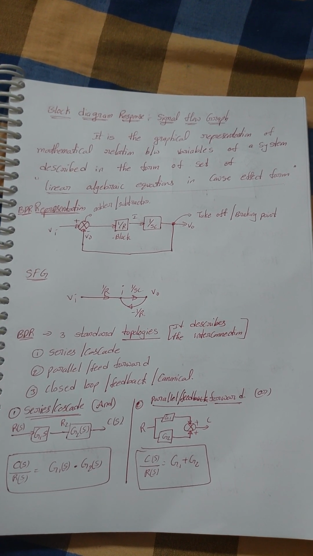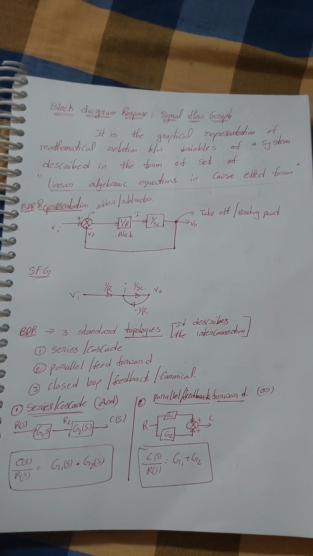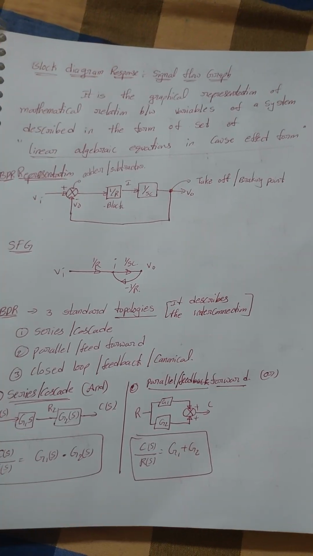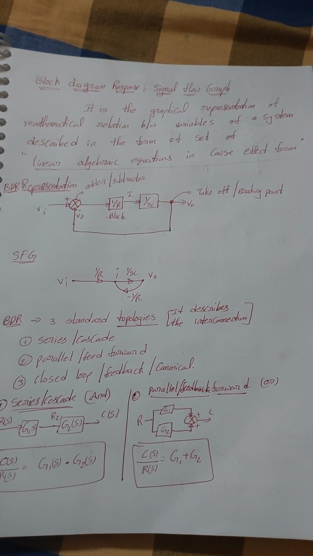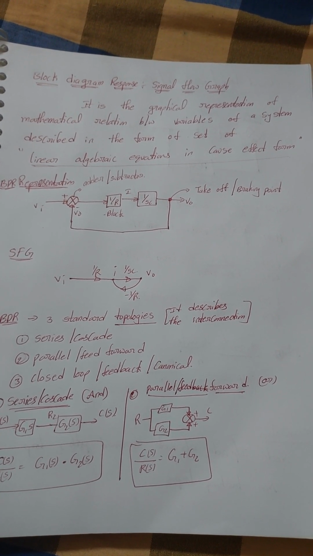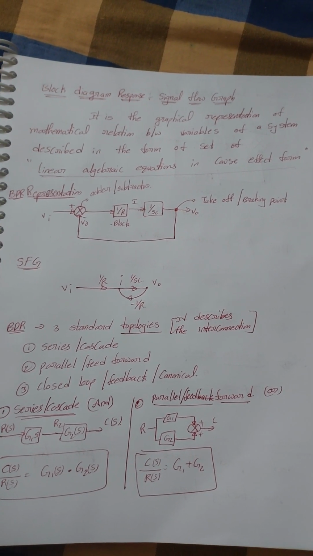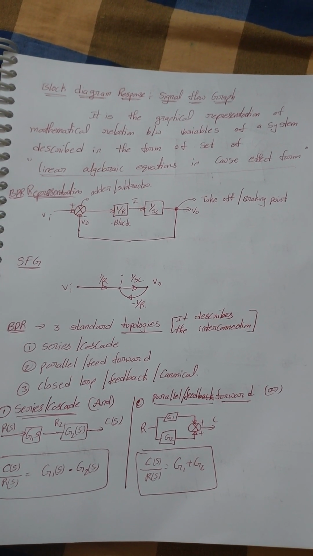It must not contain an integrator or differentiator, because the integrator and differentiator are not shown in the graph. The third one is that it must be in cause and effect form.